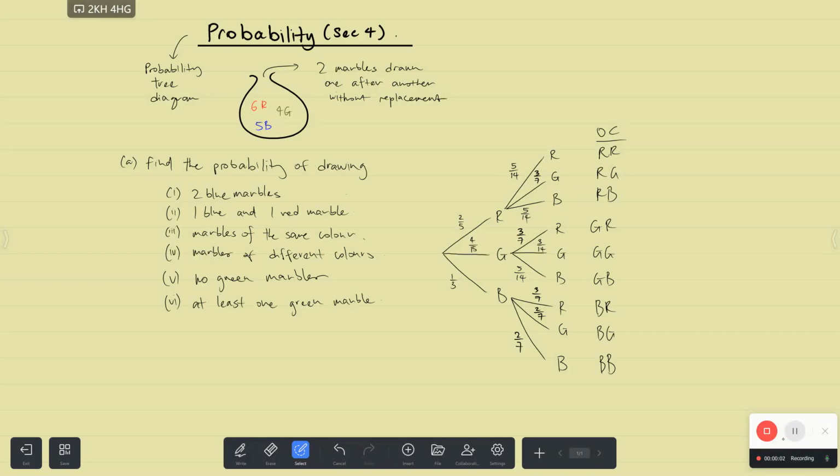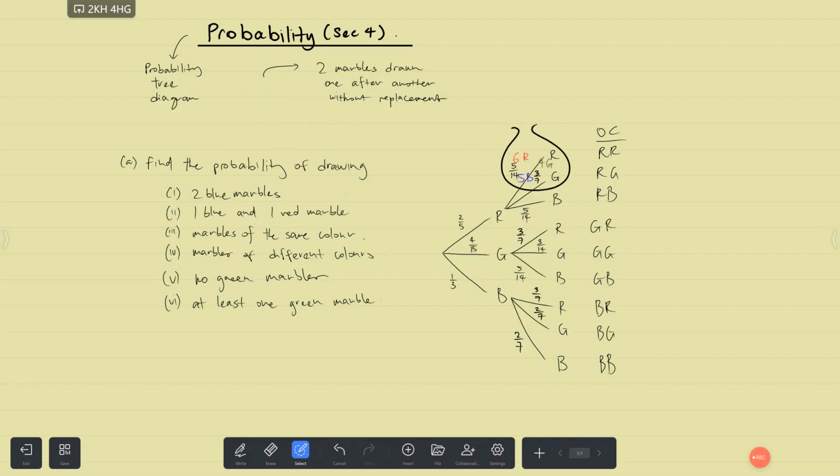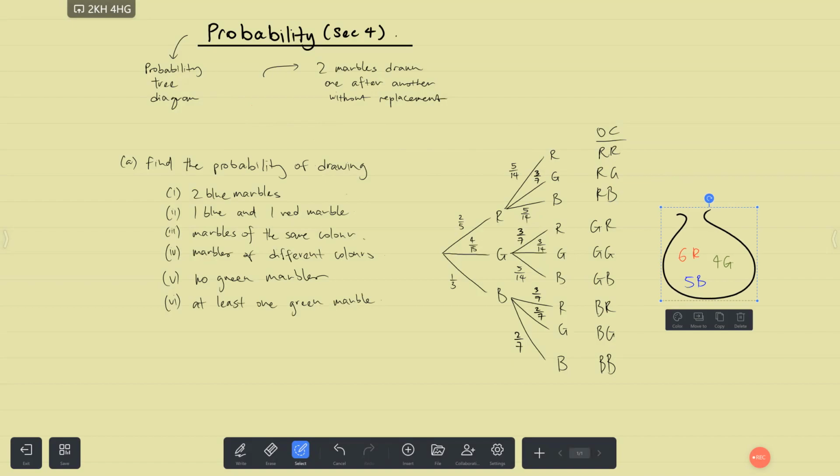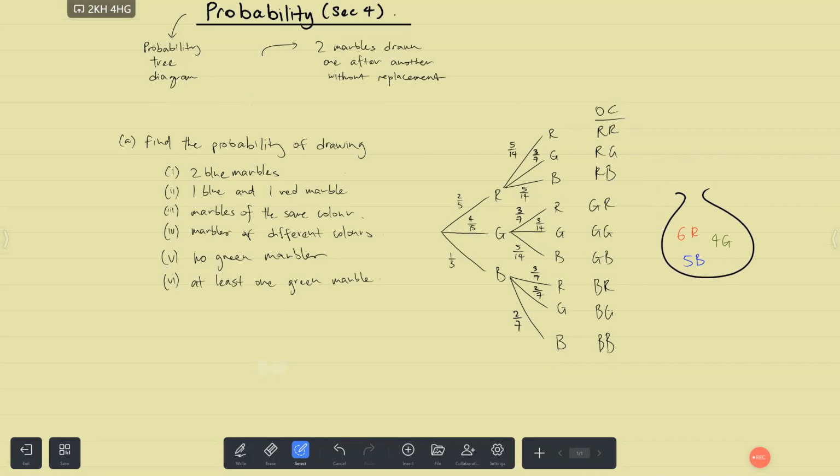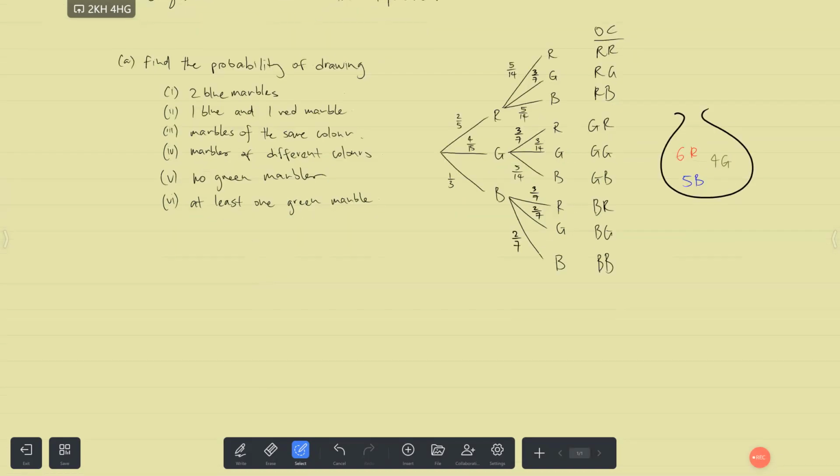Hi everyone, in this video we're running through the example we had from the previous video of having our bag full of marbles with 6 red marbles, 4 green marbles, and 5 blue marbles. We're going to put this to the side so it's easier for us to see, and as we go along we can understand the question a little better. The discussion now surrounds some questions that we've come up with.